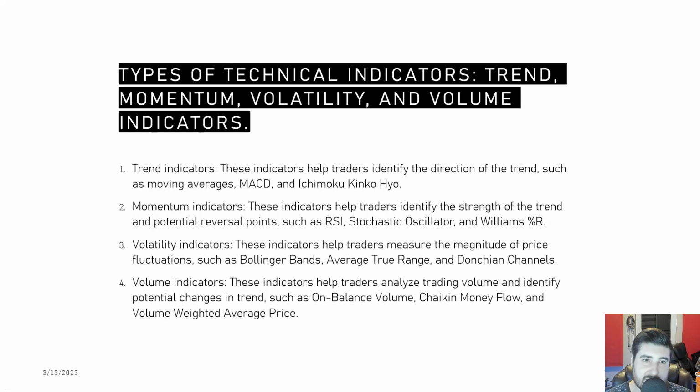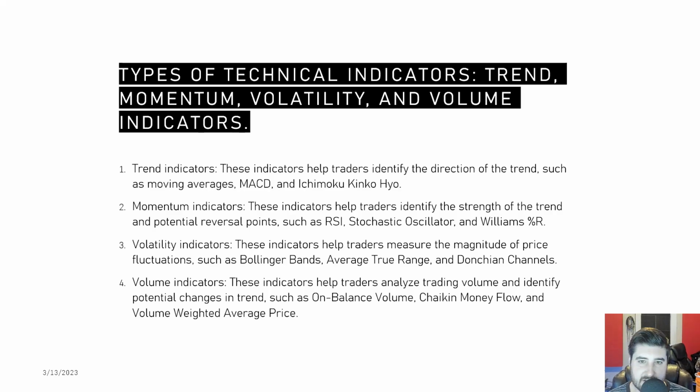Types of technical indicators: trend, momentum, volatility, and volume indicators. So trend indicators, these indicators help traders identify the direction of the trend, such as moving averages, MACD, and Ichimoku, the Kinko Hyo, just pretty much the Ichimoku cloud. We did dive into that earlier, but some people use it. I don't really use it, but we will cover it just so if it speaks to you, you're able to put that in your trading strategy.